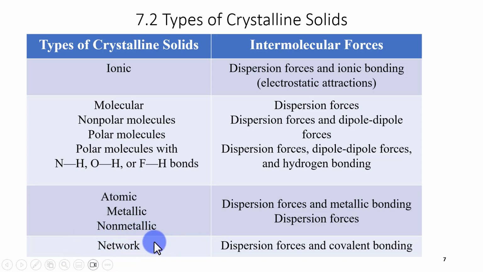If it's a nonmetallic atomic crystalline solid, then all we have is dispersion forces, not very strong. When we get a network crystalline solid, we can have dispersion forces and covalent bonding. And we know that if the network has covalent bonding, that can be even stronger than ionic bonding because those are not just electrostatic attractions, they're sharing those electrons and they're very strong.